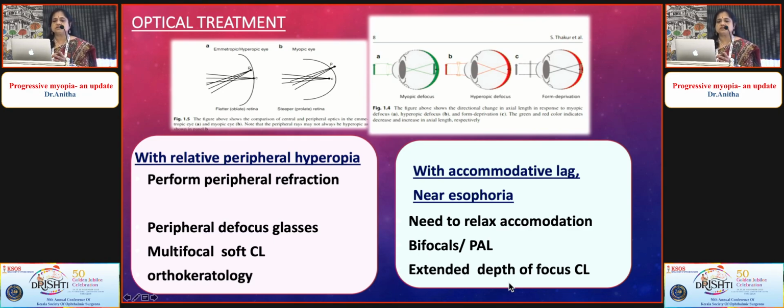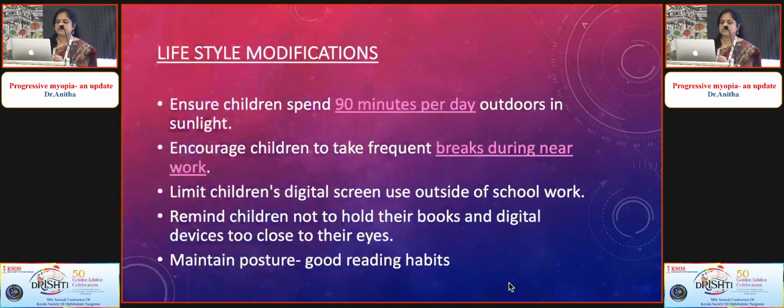Optical treatment is especially for those with relative peripheral hyperopia, which is demonstrated by peripheral refraction. We should go for peripheral defocus glasses, multifocal lenses or orthokeratology. For those with an accommodative lag or near-esophoria on MEM refraction, you go for bifocals or extended depth of focus lenses.